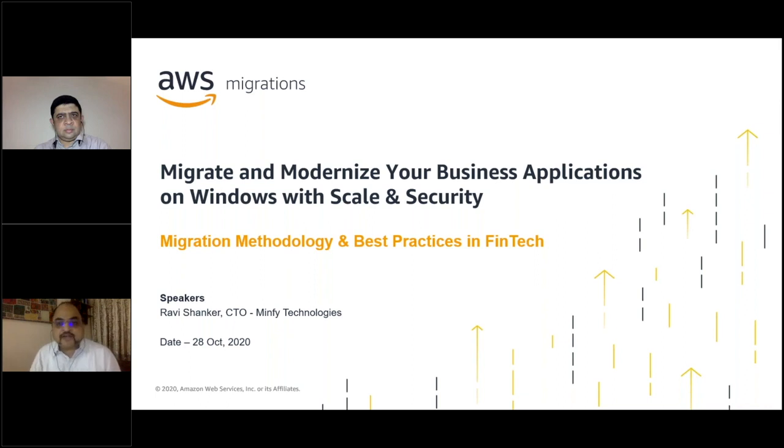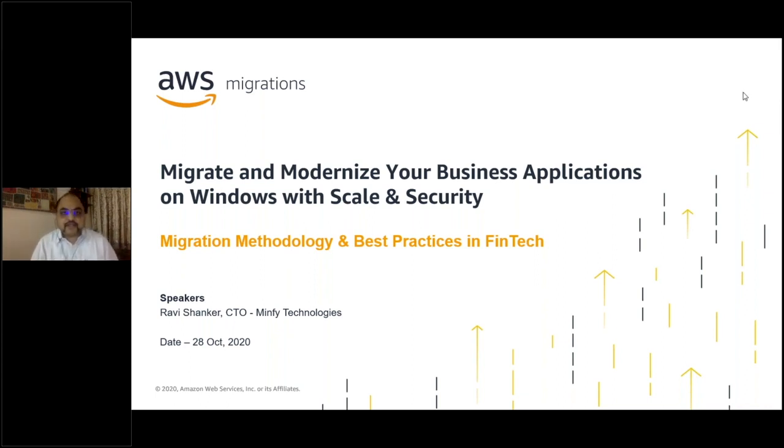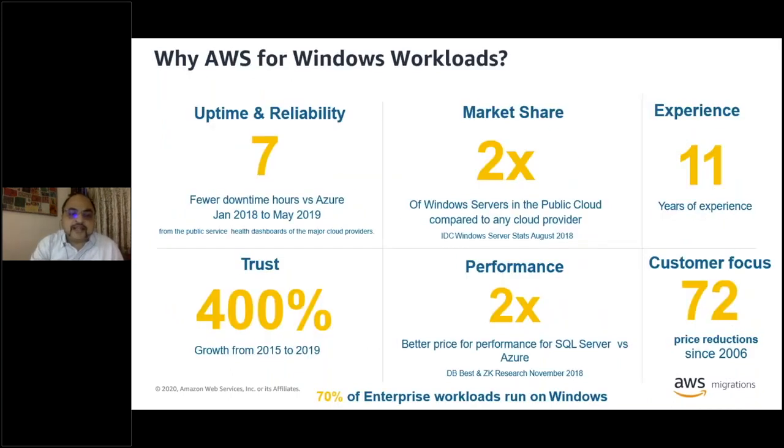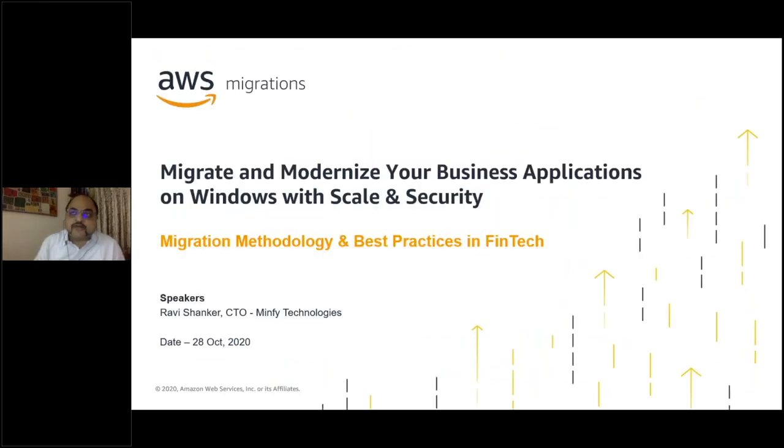So my name is Ravi Shankar, and I'm the CTO of Minfy Technologies, and I take care of all aspects related to technology, from migration to greenfield setup to automation to AI and ML at Minfy. Minfy primarily is a born-in-the-cloud company. We were incorporated at the end of 2013 or early 2014, and since then we have served over 400 clients, in both the small and medium and enterprise business segments.